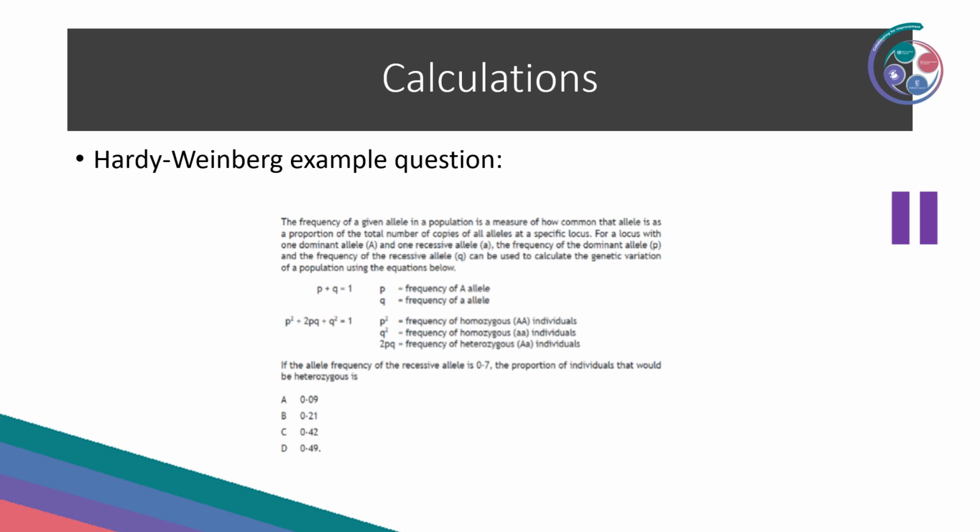If the allele frequency of the recessive allele is 0.7, the proportion of individuals that would be heterozygous is what? So either A, B, C, or D. Pause the video and have a go at this particular question just now. So the correct answer for this question is 0.42. So using your Hardy-Weinberg, you should have been able to work this one out.